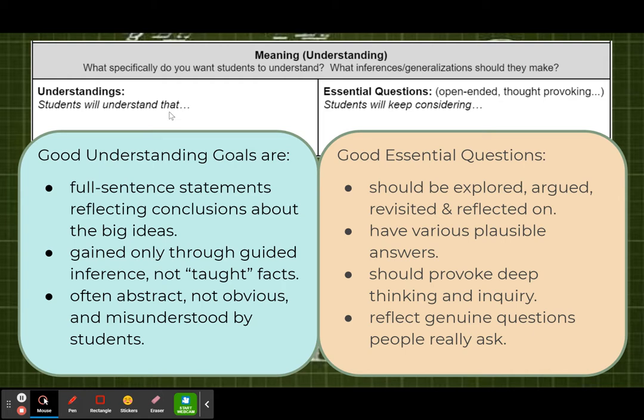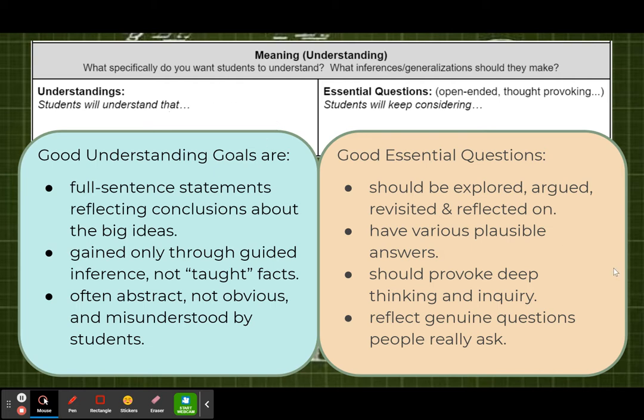Good essential questions should provoke deep thinking and inquiry. So we want to intentionally write these questions so they go beyond that surface level and really drive that inquiry throughout the whole unit. And then finally, good essential questions reflect genuine questions people really ask. I think that connects to that idea of transfer, which we talked about previously. We want our transfer goals to matter to students when they go beyond our classroom. And so if we're asking these essential questions that people legitimately ask, then that connects to that real world application and consideration that drives the inquiry of the unit forward.